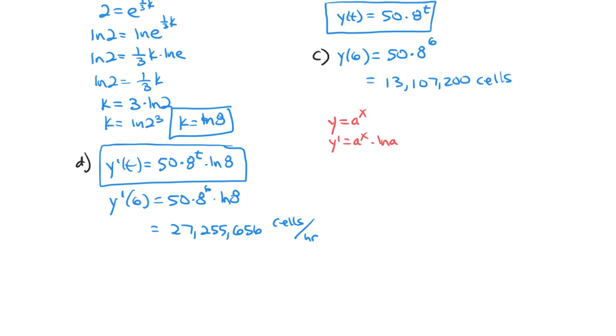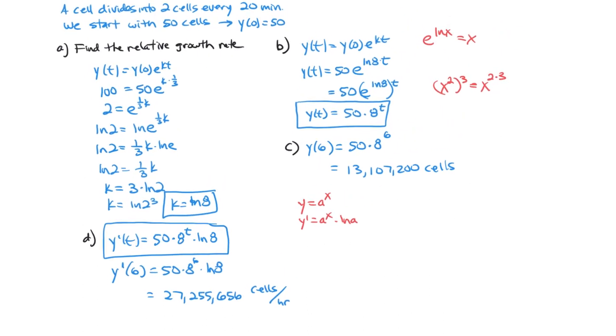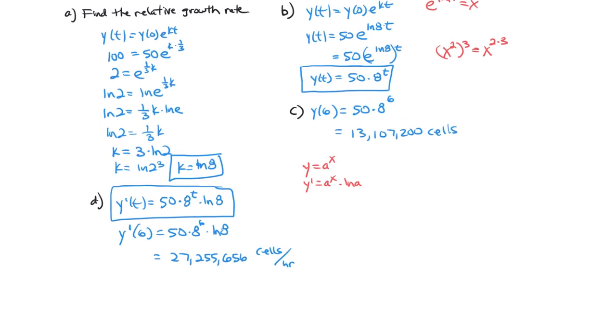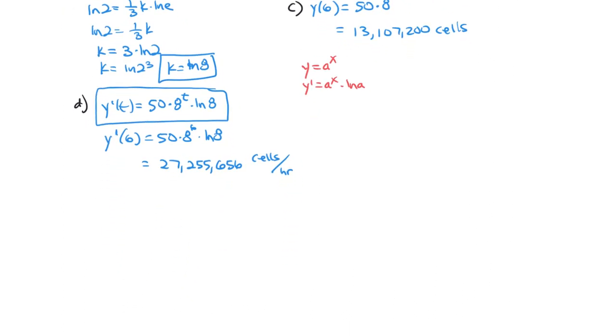Then the last part of this question says, when will the population reach 1 million cells? Well, all these questions can be answered because we have our formula right here, right? This is our mathematical model for this situation. So all we have to do is set this equal to 1 million and solve for t. So for part E, we just take our model and set it equal to 1 million, and then we solve that.